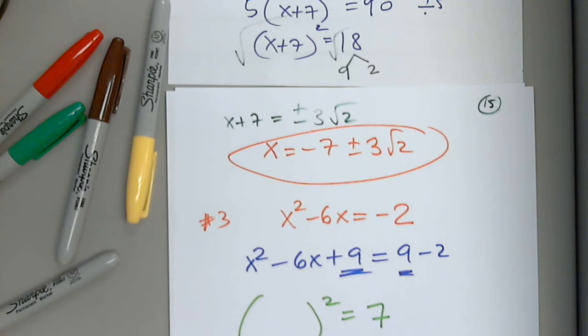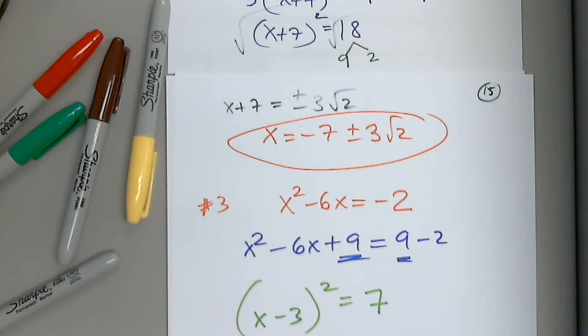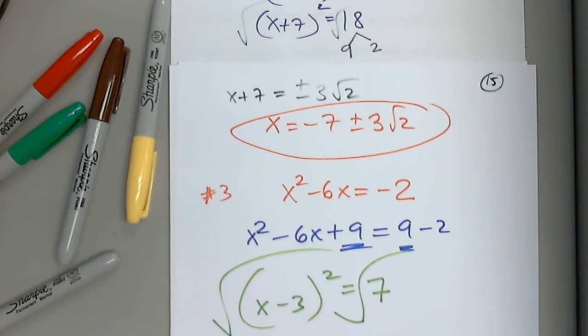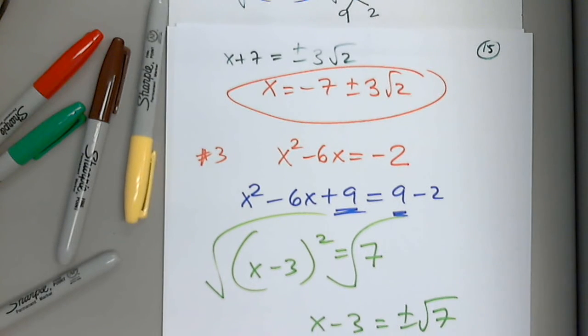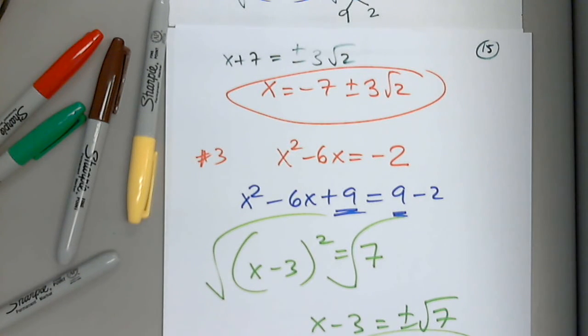So what do I have to have here such that when I square it, I get those 3 terms? X minus 3. Very good. And final step. Square root. x minus 3 equals plus or minus square root of 7. And finally, x equals 3 plus or minus square root of 7. Thank you so much for staying.